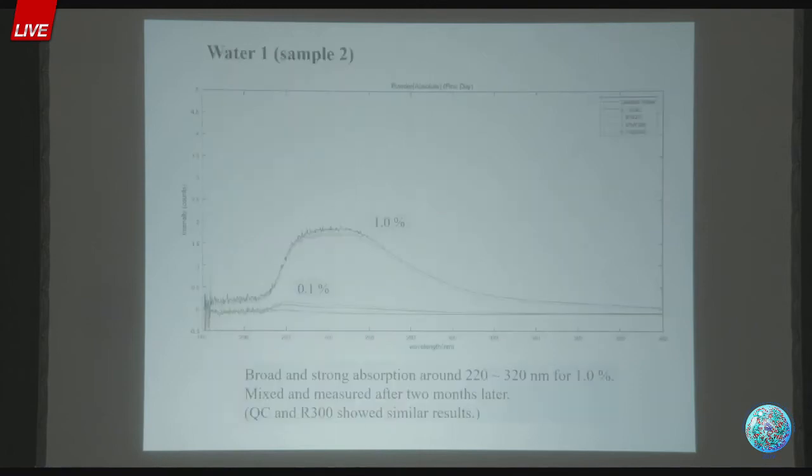And I measured this sample two months later to see whether there is any change in this peak or the optical behavior. And I found that it is very stable, and it showed a very strong peak for the 1% around here. 0.1% is not so high, but 1% is still showing a very high absorption peak over the broad range.